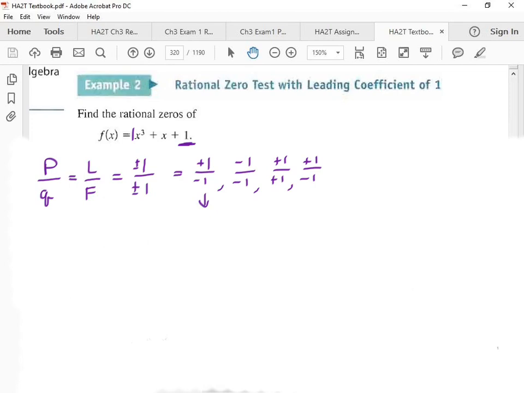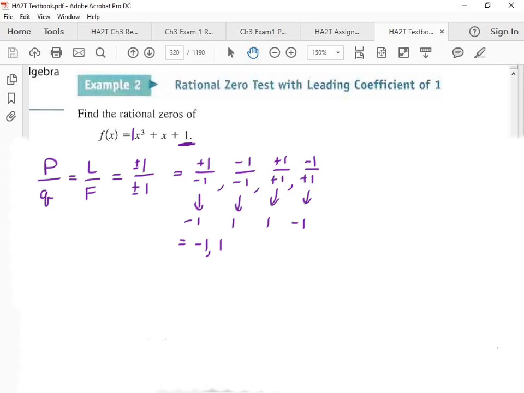I already did that one? Oh, dang it. Which one did I not do? Negative 1 divided by a positive 1? Oh, thank you. Man, you guys are good. Okay, this right here will give me a negative 1. This right here will give me a positive 1. This will also give me a positive 1. And this will also give me a negative 1. So what are all my possible rational zeros? -1 and 1. Okay, now how do I know for sure if they're rational zeros?